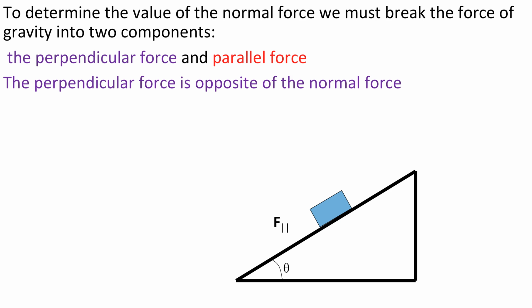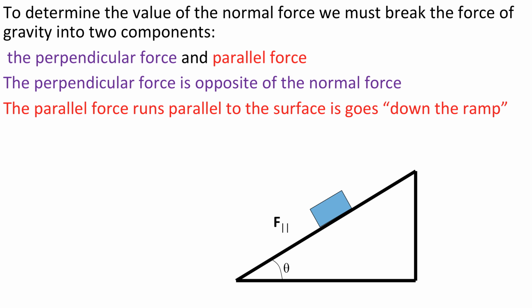Our perpendicular force is going to be opposite of our normal force. And then our parallel force is going to run parallel to the surface, and it's what I say is down the ramp or down the inclined plane. So here we have our normal force and our force of gravity drawn like we had on the last slide. Our perpendicular force is going to go down into the ramp opposite of that normal force. If this were a normal free body diagram that's not tilted on its side, that's where force of gravity typically would be. And then your parallel force is there in red going down the ramp.